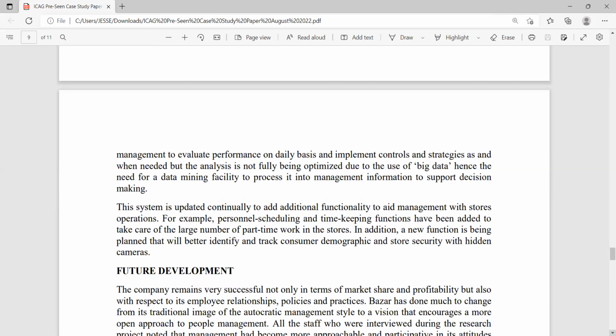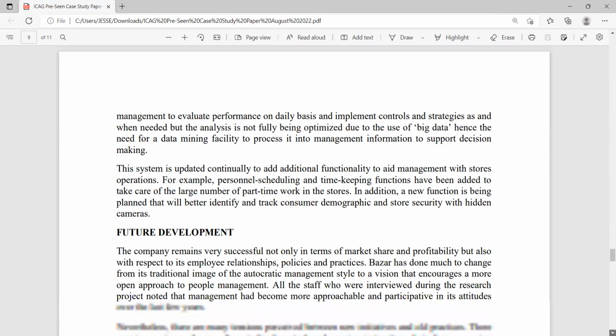Now, very, very crucial, what we need to understand here is the efficiency and effectiveness of the point of sale system. Are there any weaknesses or flaws in it? What are the controls around the inventory sale process to ensure that there are no weaknesses in the process? Very, very important. This system is updated continually to add additional functionality to aid management with store operations. For example, personnel scheduling and timekeeping functions have been added. Now let's move on to future developments.